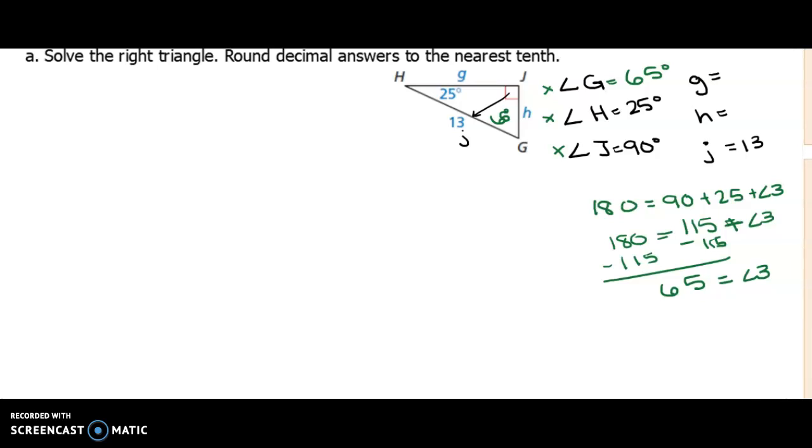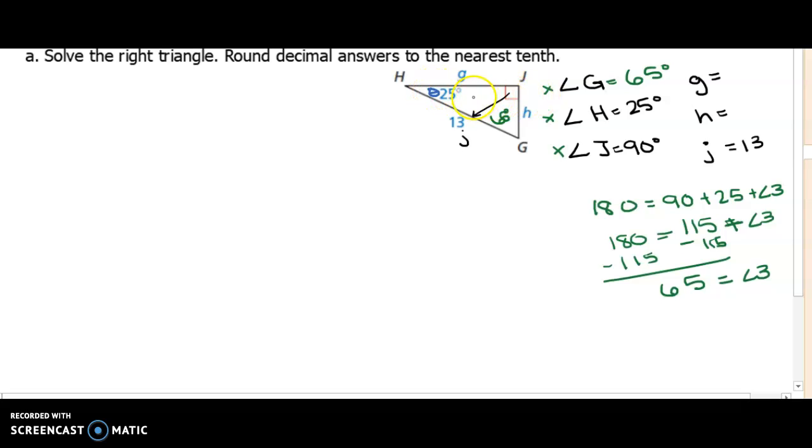All right, now it's back to what we've already learned from the previous part to find the other sides. So I'm just going to pick an angle and make it my reference angle. I don't know, I'm going to make angle H my reference angle. You could have made angle G too. Okay, and I want to solve for H first. You can solve for G first, it doesn't really matter, but I'm going to solve for H first.